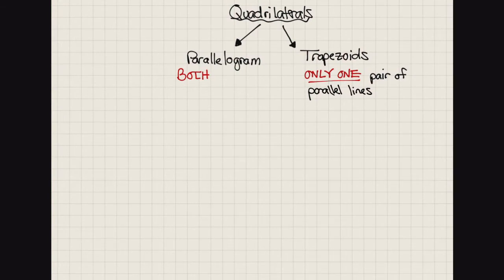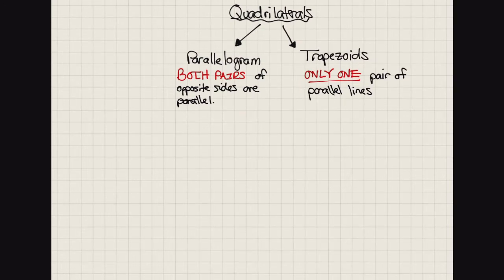Both pairs of opposite sides. The reason that we choose to use a hierarchy with quadrilaterals is because a lot of things fall into the parallelogram category.